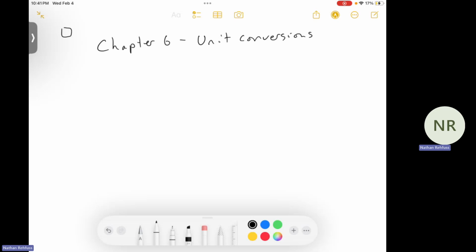Today we're going to be covering Chapter 6, which is unit conversions. So converting between feet and meters, for example.